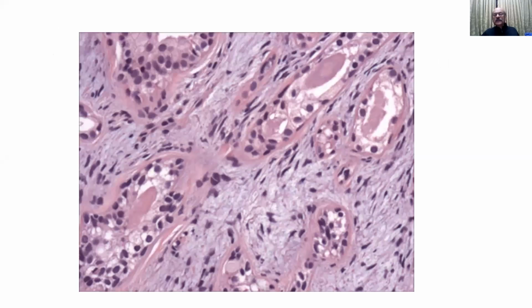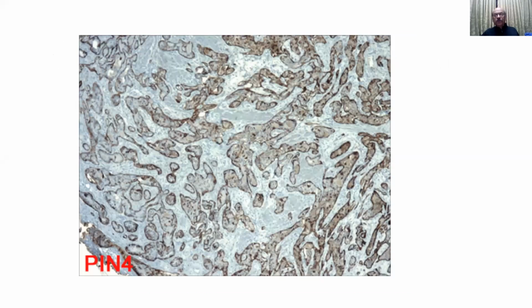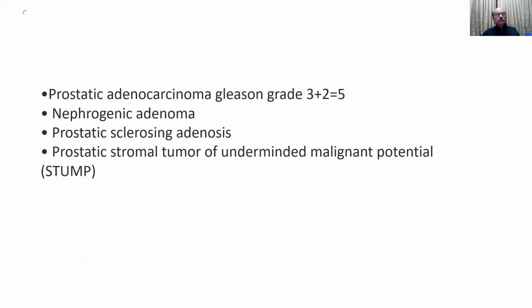Here, the basal cell markers are positive. So the choices are prostatic adenocarcinoma, Gleason grade 3+2, nephrogenic adenoma, prostatic sclerosing adenosis, prostatic stromal tumor of undetermined malignant potential. So here the diagnosis is prostatic sclerosing adenosis.